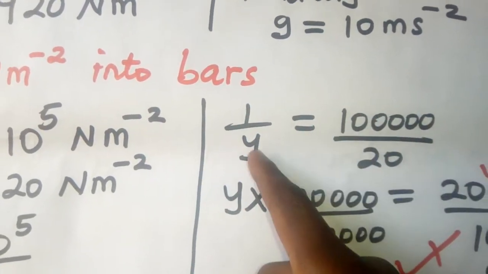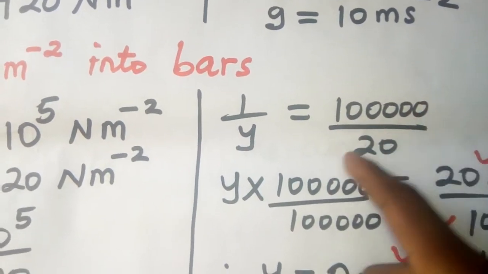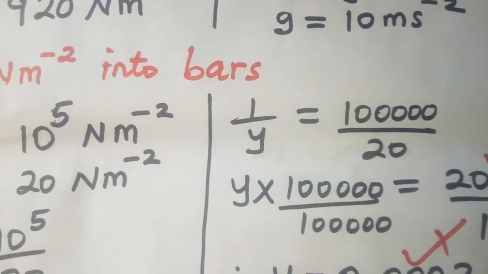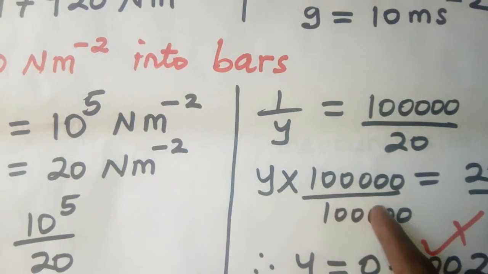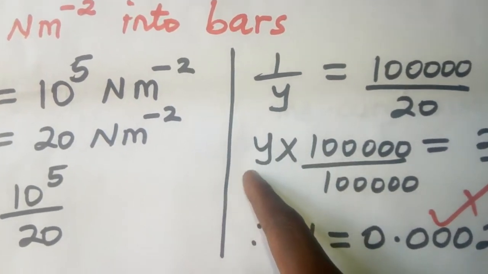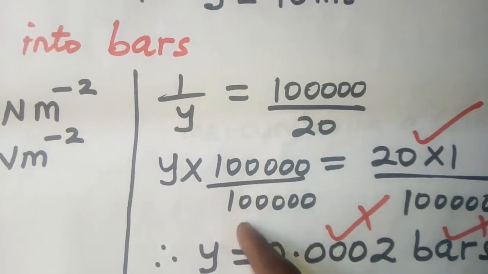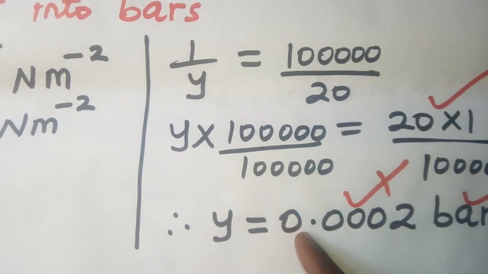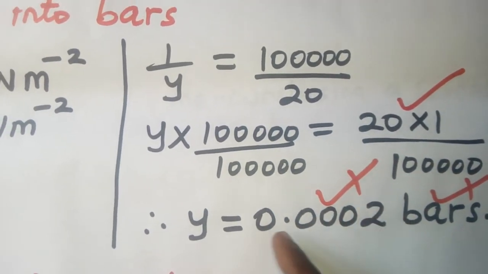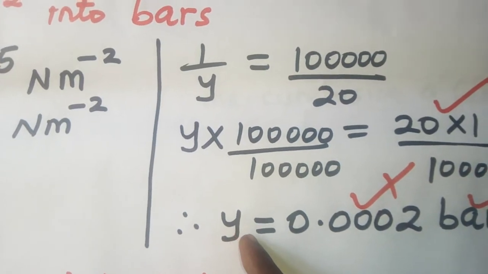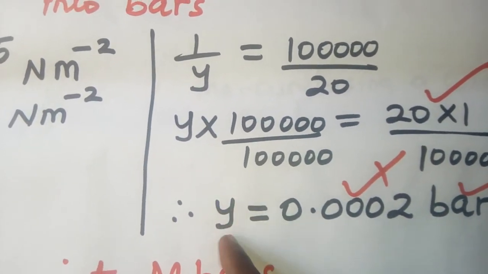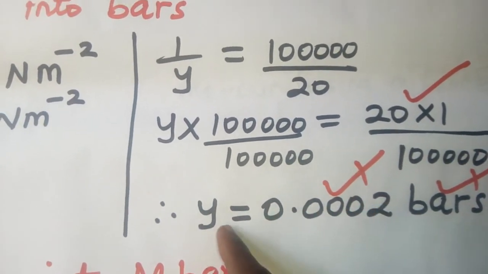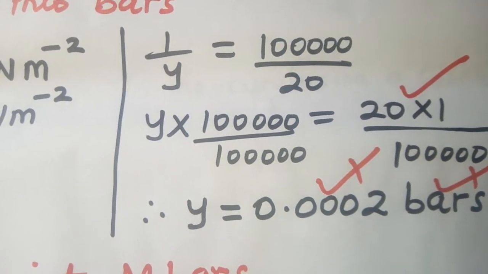You cross multiply: y times 100,000, that will be 100,000 y. Then 1 times 20, which will be 20. Then you divide both sides by 100,000 so that you remain with the y alone, and the 100,000 cancels. When you do this mathematics properly, you get 0.0002. Now remember, we're supposed to change our answer into bars. So our y, which is the unknown, we now know it as 0.0002. The unit should be in bars.